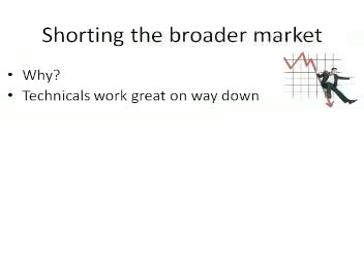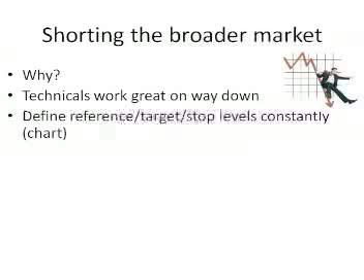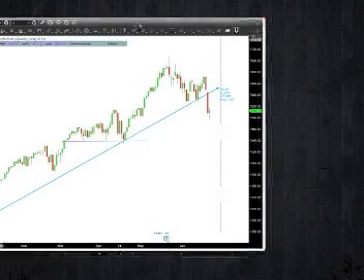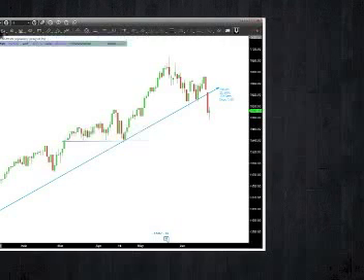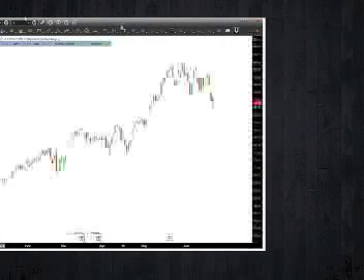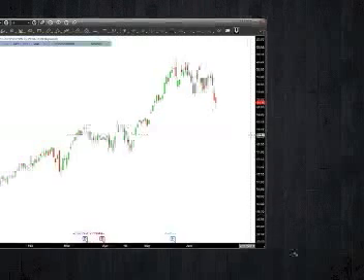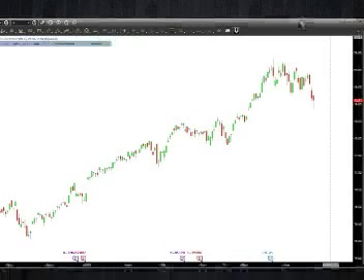The other thing is that technicals work very well on the way down. They work well on the way up, but in my point of view, technical levels and retracements and some of the technical indicators I use work better in a down tape. At least somewhat better. The other thing I like to do, I like to define reference and target stop levels constantly. So if we're now looking at the XLF, as I have talked about this one a few times now, might as well bring up the chart. This is the financials ETF, right, of the financial sector, the S&P 500.